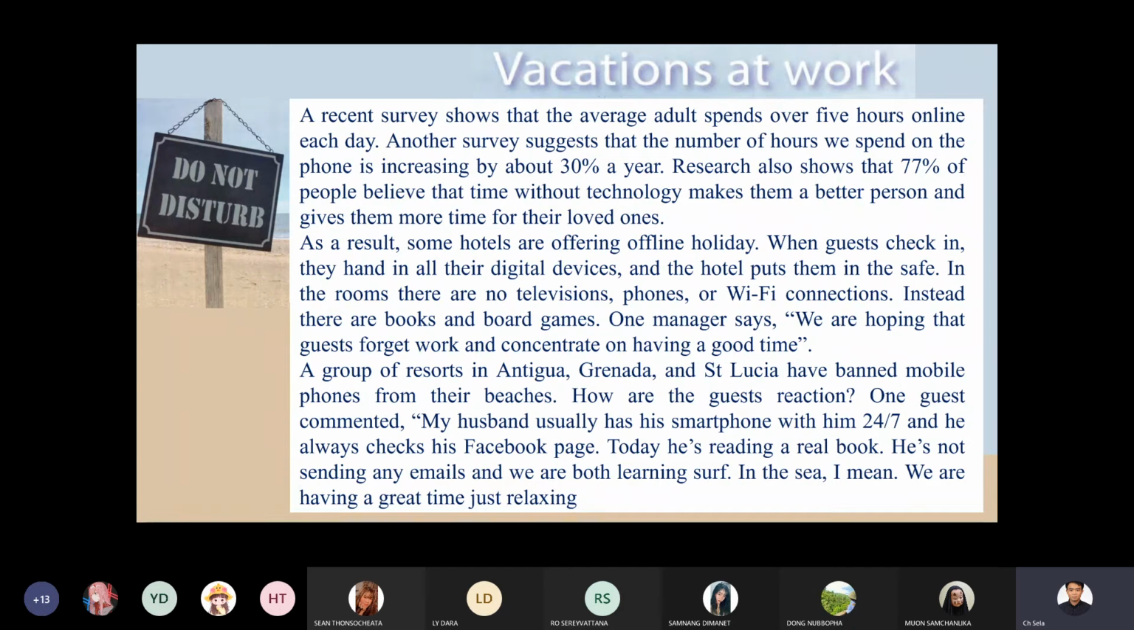A group of resorts in Antigua, Grenada, and Asturias have banned mobile phones from their beaches. How are the guests reacting? One guest comments, "My husband usually has his smartphone with him 24 hours a day, 7 days a week. He always checks his Facebook page. Today he's reading a real book. He's not sending any emails, and we are both learning to surf. In the sea, I mean. We are having a great time just relaxing."